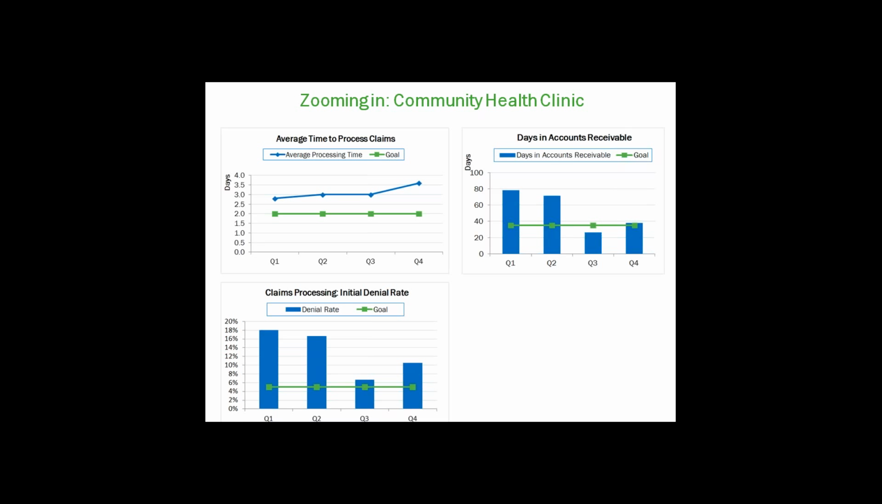Now, interestingly, it's not about processing and getting it out the door as quickly as possible. It's processing and getting it out the door and getting it right. So looking at time to process together with denial rates, and then the resulting impact on receivables, you can see that they're taking longer to process, but the denial rate is lower, and therefore the accounts receivable aging is shorter. So you can see that there are interrelated metrics here, which is what I had in mind when I said earlier, understanding the interrelationships between different aspects of the organization.